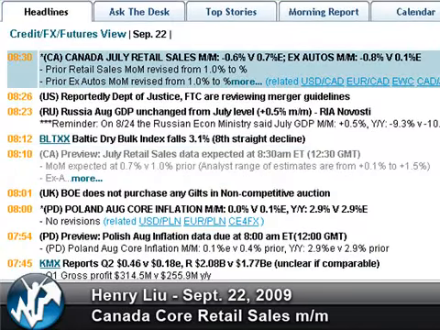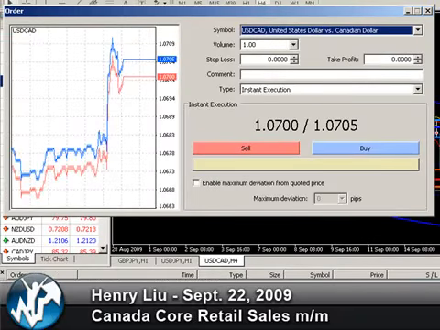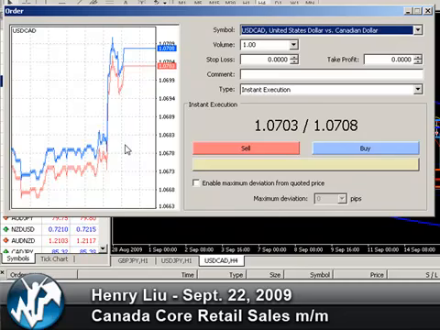Okay, we got a worse than expected number, a negative 0.8%. So it is definitely a long trade for the dollar CAD. As we can see, the market jumped up immediately. We were at the 80 some level. We saw 107 get taken out immediately. So definitely it's a long trade.